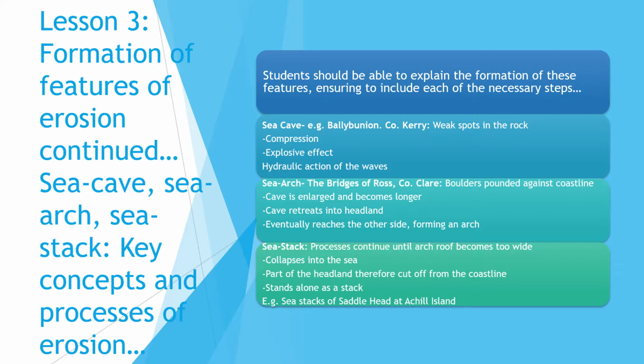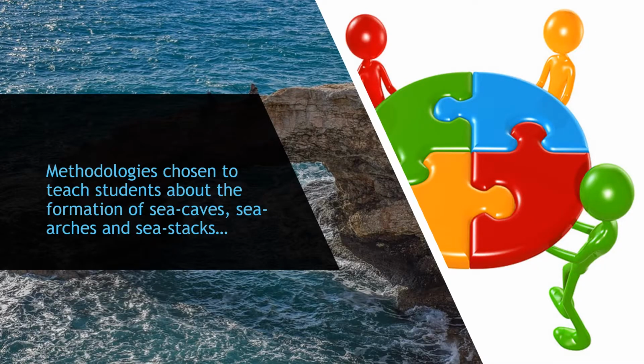For the sea arch, they would have to be able to explain how the cave retreats to form an arch. For the sea stack, they would then have to be able to explain how this collapses to form a stack. They would also have to be able to name examples in Ireland and to draw labelled diagrams successfully explaining the diagrams. The methodologies which will be used to teach about these features of erosion will now be explained in detail.